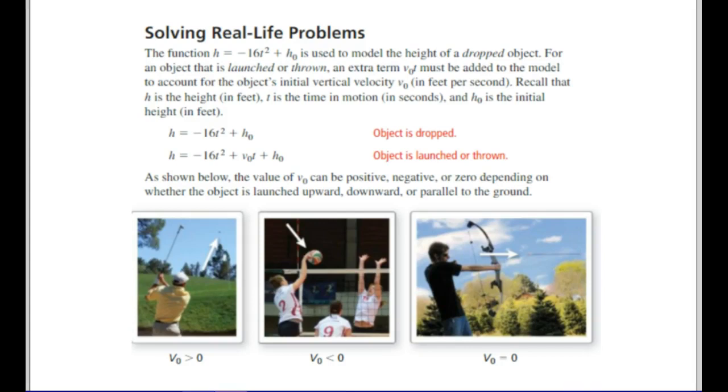Okay, so now we're looking at these real life problems. So we've looked at when we've dropped objects before. So now we're going to be looking at when we launch or throw objects. And the big difference here is I'm still using this -16t squared. I still have my initial height, but here's where it changes. I have a change in velocity. Okay, so I have to include that initial velocity, which is in feet per second. And just remember that we can have a positive velocity that's going up, we can have negative velocity that's going down, or our velocity can be constant. So we're going to look at some examples with this.